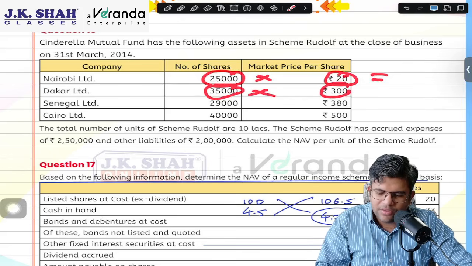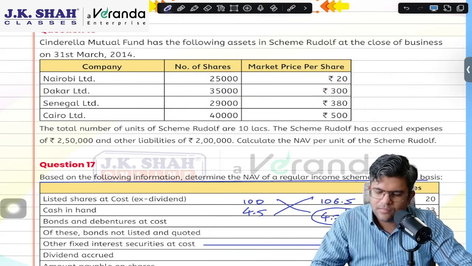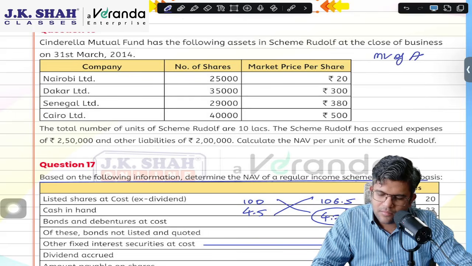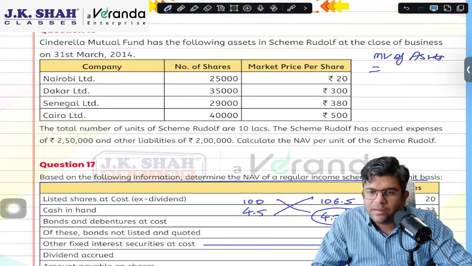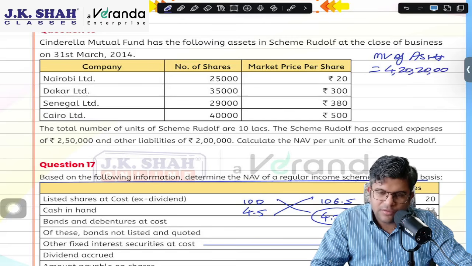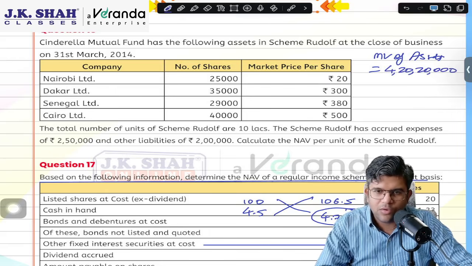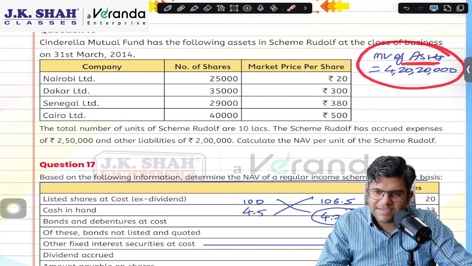Do this into this and press M plus. Do this into this, press M plus. Like that keep pressing M plus, M plus, M plus, and give me MRC, how much it is. 4 crore 20 lakh 20,000. Okay, everybody got this? Do you agree that these are the market value of assets? I'll repeat.